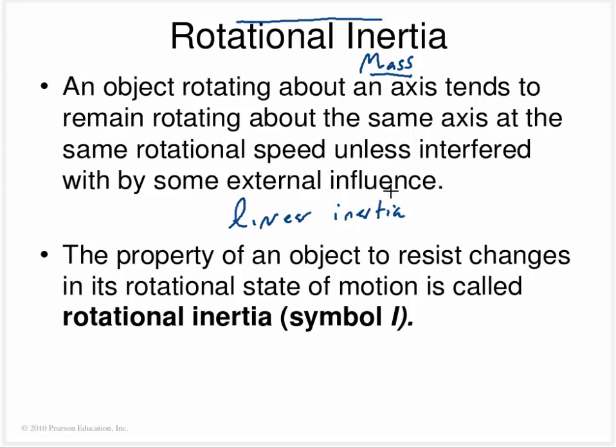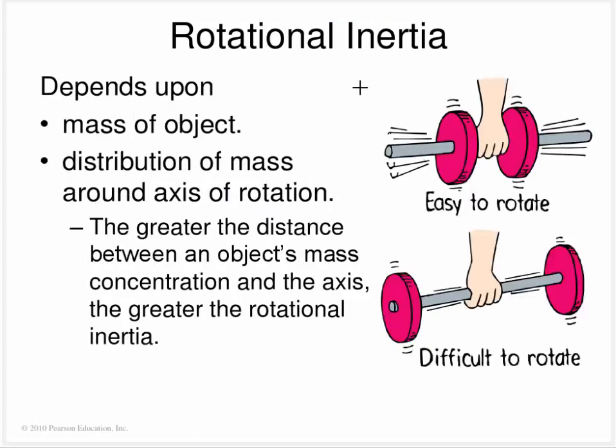The same thing is true for things that are rotating, and it's not going to be mass, but rotational mass or rotational inertia, which has that symbol I. Now, how much rotational inertia or rotational mass an object has is going to depend on two things. It's going to depend on how massive the object is, just like linear inertia did, and it's also going to depend on the distribution of mass.